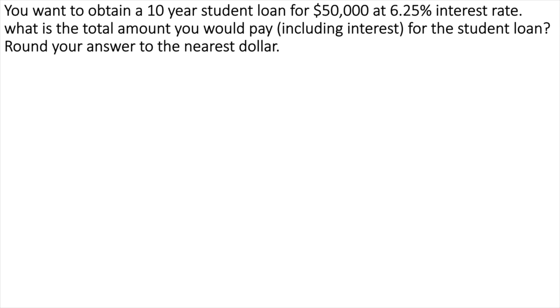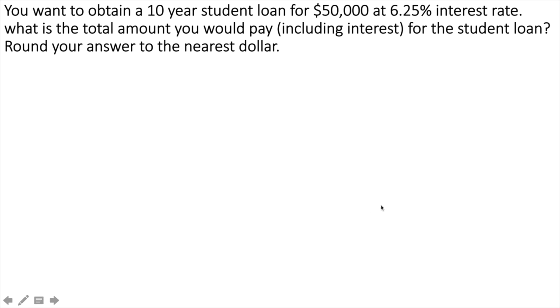With this one, we're going to calculate the total amount we would have to pay on a loan. Now, this includes principal and interest. Not just our monthly payment, but we want to find out the total amount we're going to pay for this particular loan. And this one we're going to look at as a student loan. So it's a 10-year student loan for $50,000 at 6.25% interest rate. So what's the total amount we would pay for this loan?